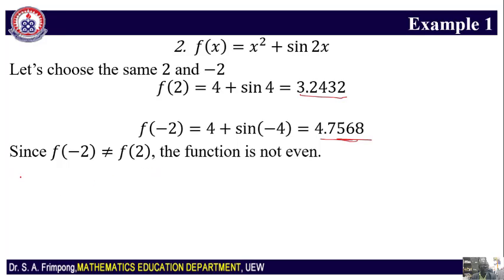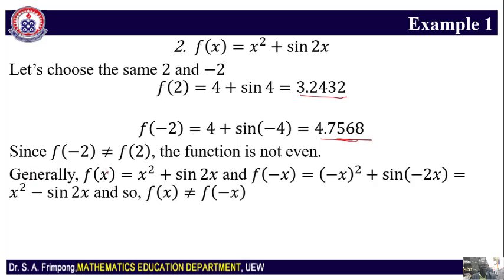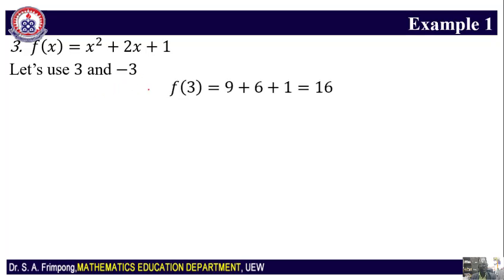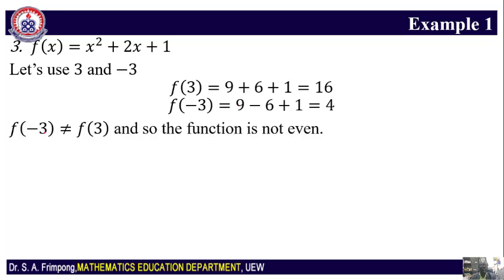And we can test from the general point of view. If you compute f of negative x, you are going to get this, and this is going to give us x squared minus sine 2x. Now let's look at this one. If I put 3 and negative 3, you get f of 3 to be 16, f of negative 3 to be 4. So the two are not equal, so the function is not even.